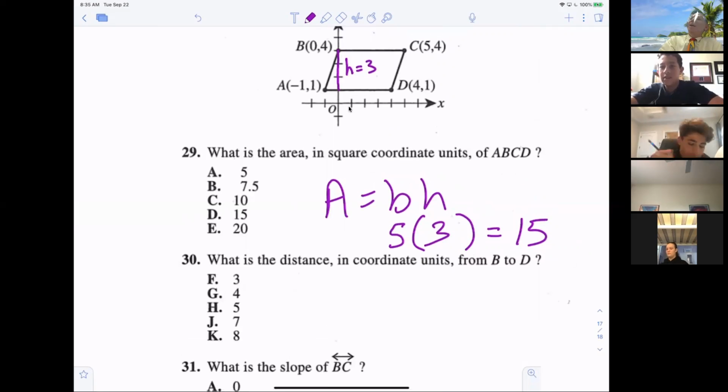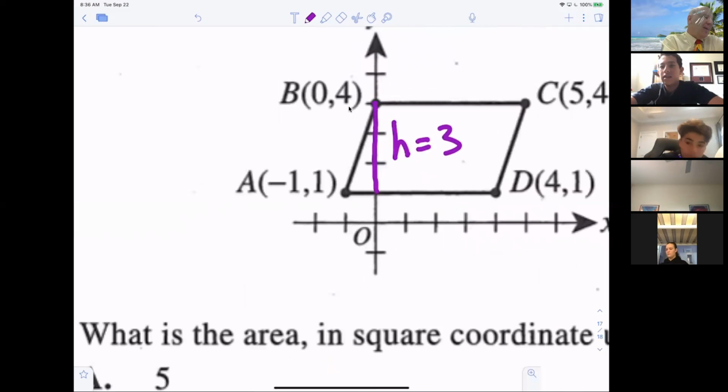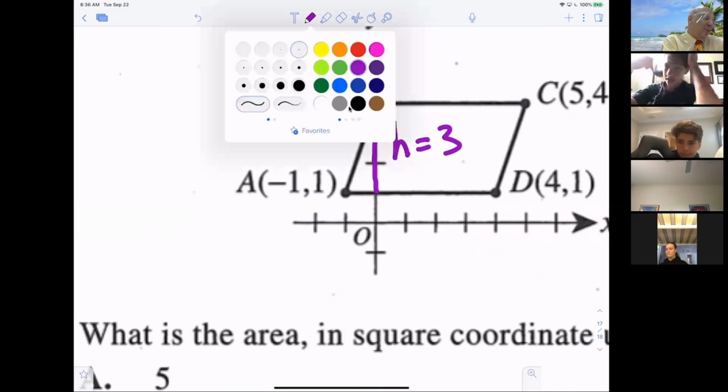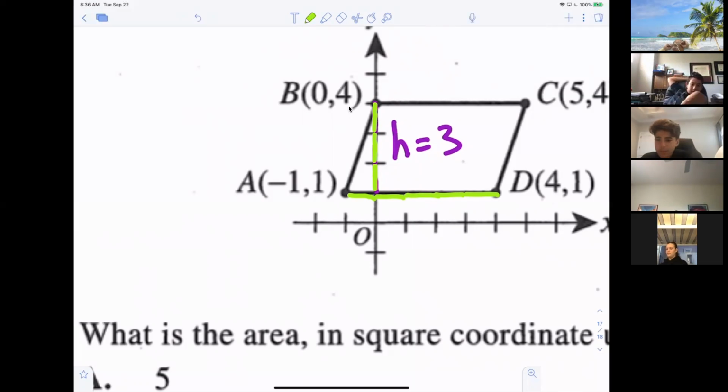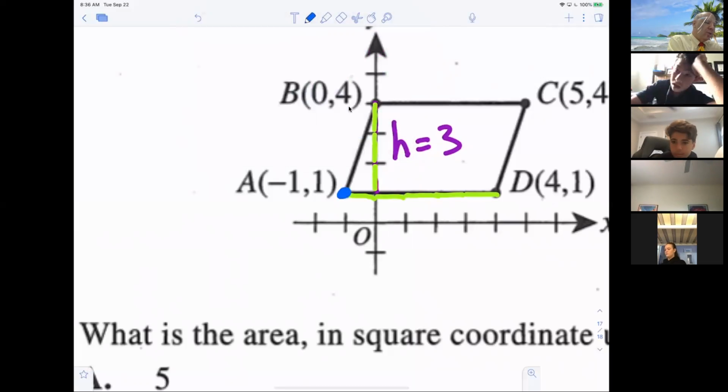Oh, Sam might be right. Let me count. Sam, look. It's not the length from there to there. It's the length of this. So it's 1, 2, 3. No, that's not right. The length is 4. Look, it's -1 to 4. 2, 3, 4, 5. No, it starts right here. Samuel, it starts there where the blue dot is.